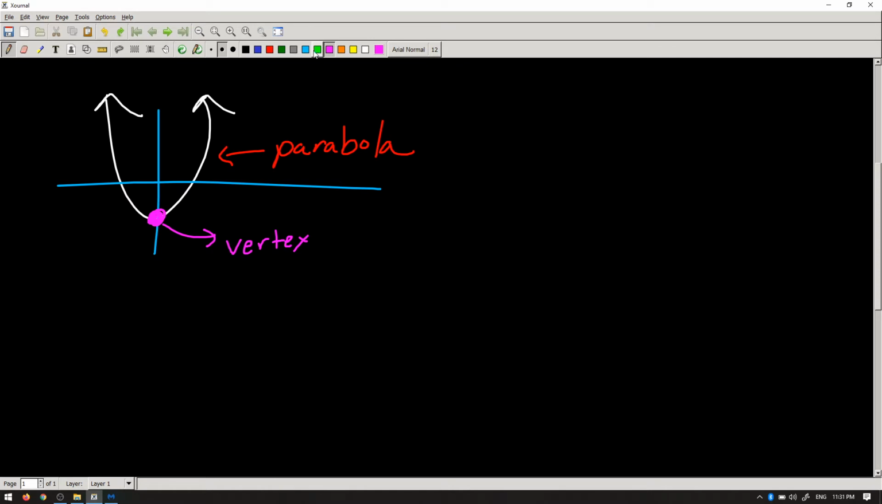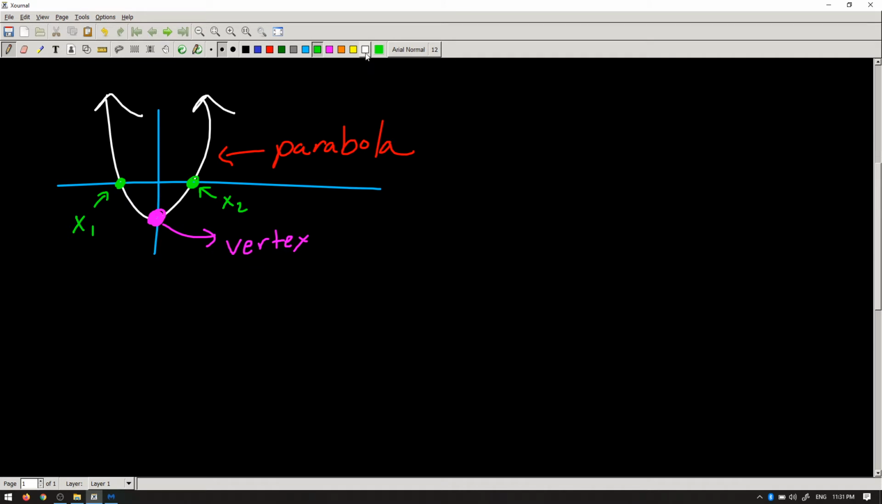Now there's two other points that are very important, and those 2 points are called the x-intercepts. This is x1 and this is x2. So you've got x1, x2 and the vertex.